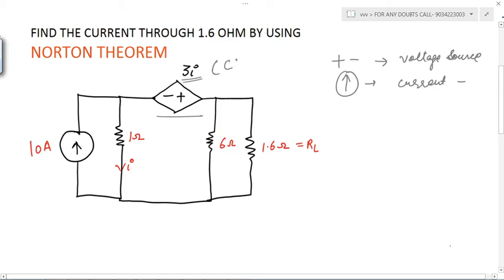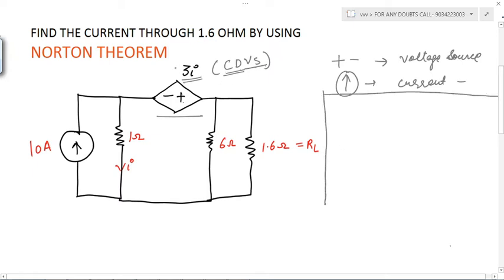So which source is it? CDVS. CDVS means current dependent voltage source. It is a voltage source, that's why voltage source. It depends on current, that's why current dependent voltage source. Okay, now move to Norton's theorem.